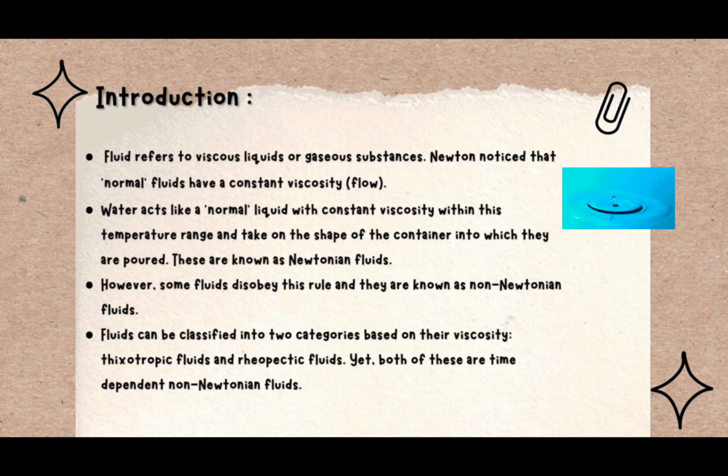These are known as Newtonian fluids. However, some fluids disobey this rule. These are known as non-Newtonian fluids. Fluids can be classified into two categories based on their viscosity, which are rheopectic fluids and thixotropic fluids. Yet, both of these are time-dependent non-Newtonian fluids.